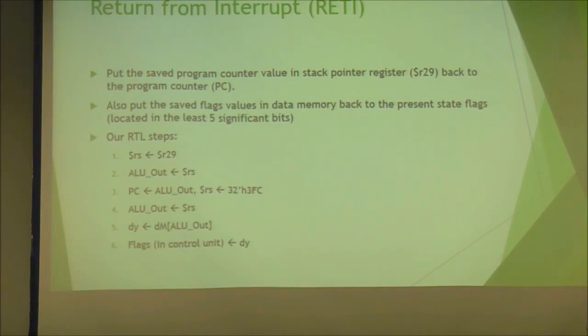And then since we got the PC restored, we need to start working on getting the flags restored. So register RS will get this value, hex 3FC. Again, the ALU out will get our register S. Now we go to data memory, grab the flags from this value stored by ALU out. That goes to DY, and then after that, the DY goes into the flags in the control unit.